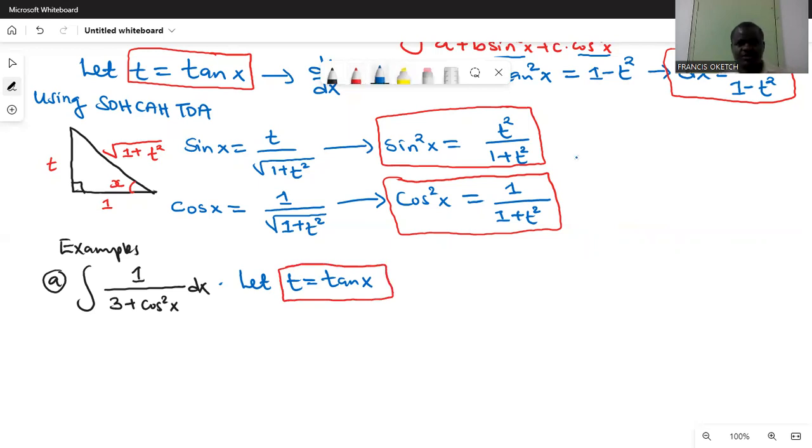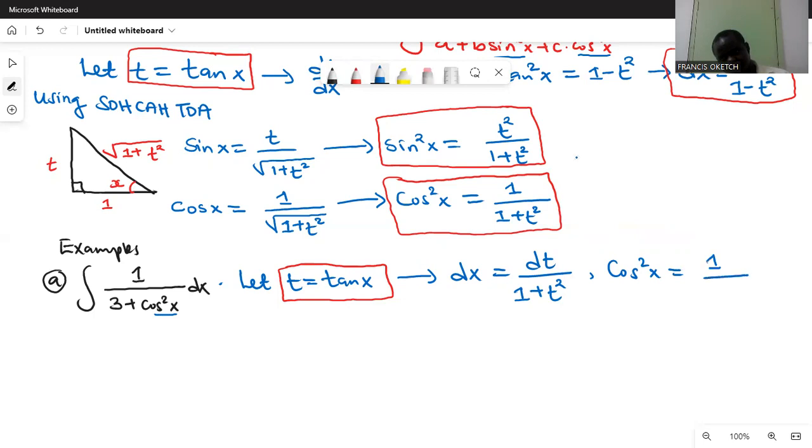So when t is equal to tan x, we have found that dx will be equal to dt over 1 plus t squared. That's what we have found. And we have also found cos squared x in terms of t, and that is 1 over 1 plus t squared. So let's work out the denominator.